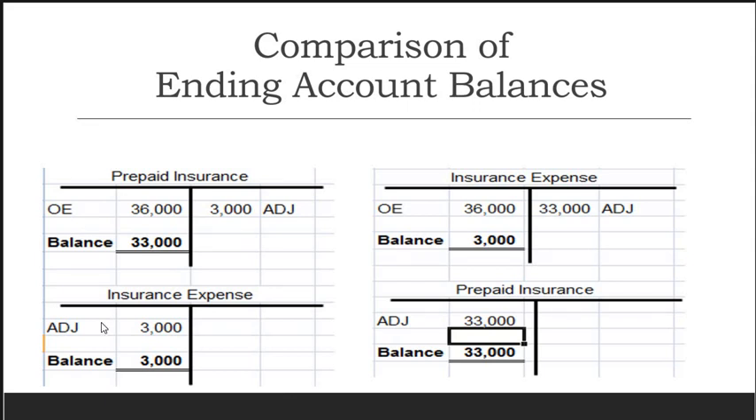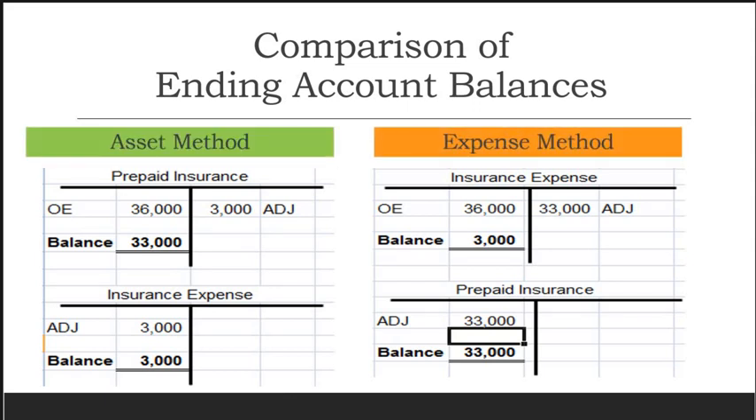So, here is another comparison of the ending account balances, specifically for prepaid insurance. So, here, on the left, you're using the asset method, and on your right, nagamit siya ng expense method. So, ganun din, just like the prepaid rent. If you've noticed, the original entry, nag-debit tayo ng 36,000. Then the adjusting entry, nag-debit siya ng insurance expense, and mag-credit siya ng prepaid insurance na 3,000. So, that's under the asset method.